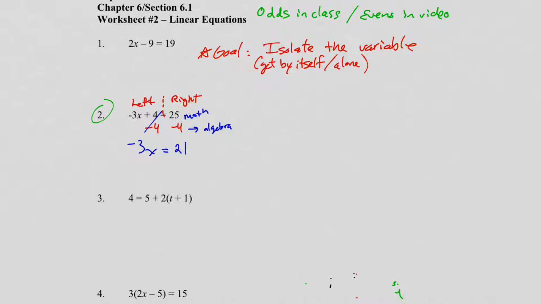And then we want to do the inverse operation again to get rid of this negative 3 so we can get x by itself. So if we divide anything by itself, it's always going to be 1. And 1 is an invisible number next to these x's. So that's why we want to do that. Whatever I do to the left side, I do to the right side. So now my final answer then will be x equals negative 7.